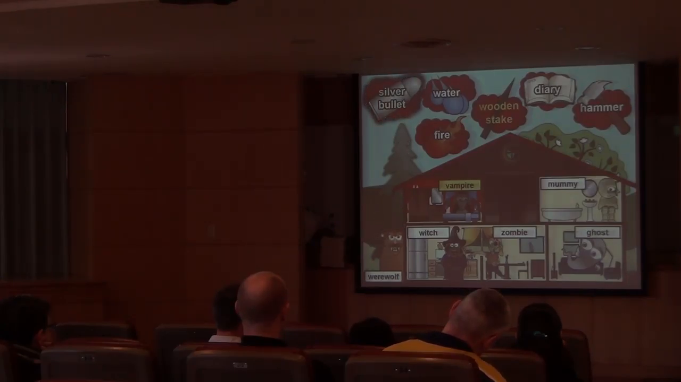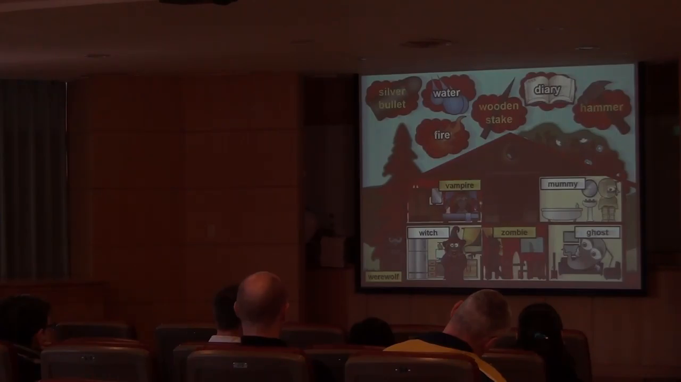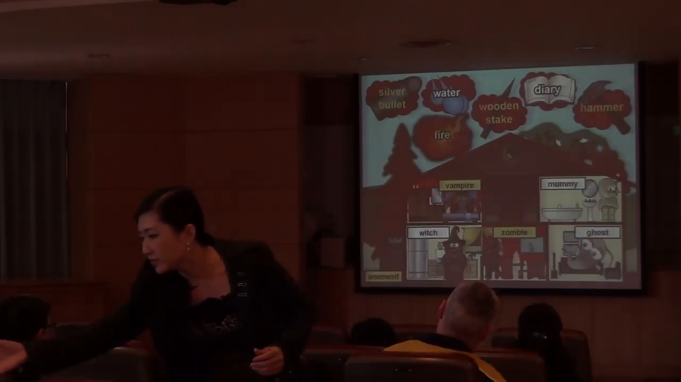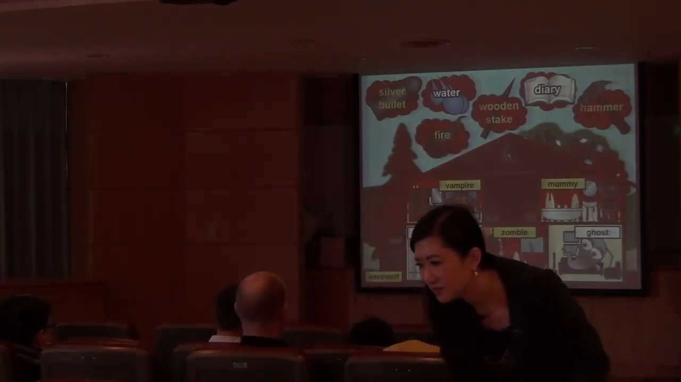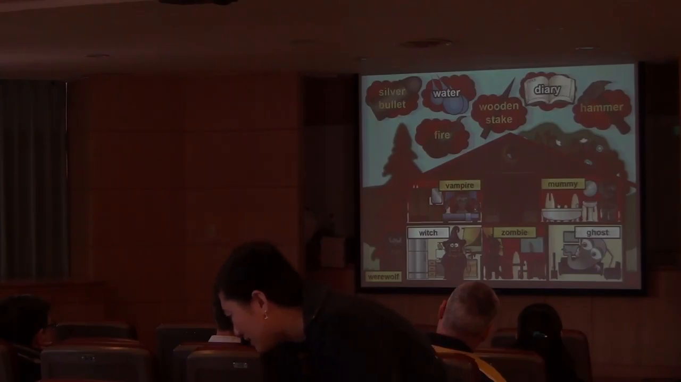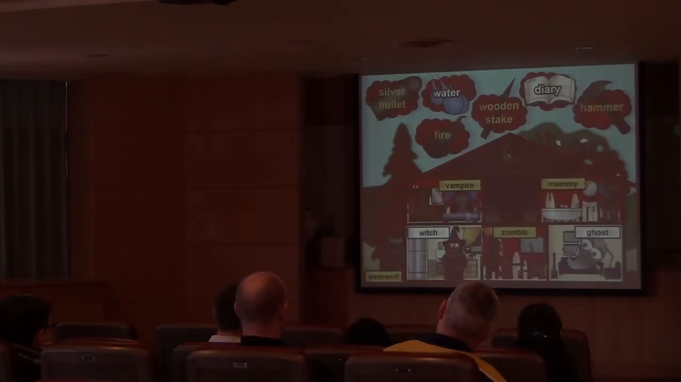Wooden stick. For Taiwanese people, they won't necessarily know all of these. For foreigners, probably really easy for all but one or two. Right? How do you kill a werewolf? Silver bullet. How do you kill a zombie? Hammer. How do you kill a mummy? Fire, because once you burn him, he's really dry, right? So he burns up really easily.